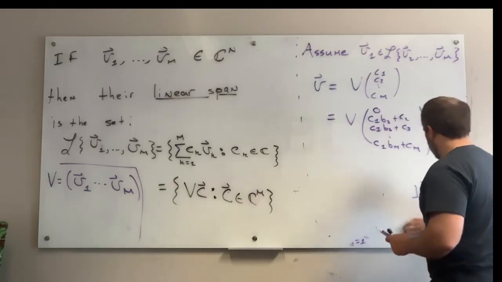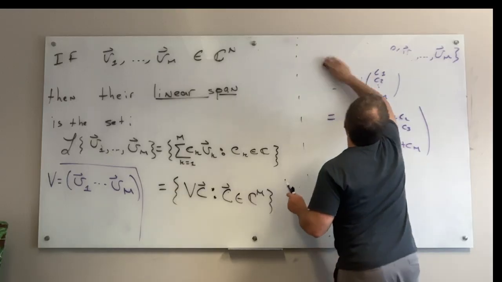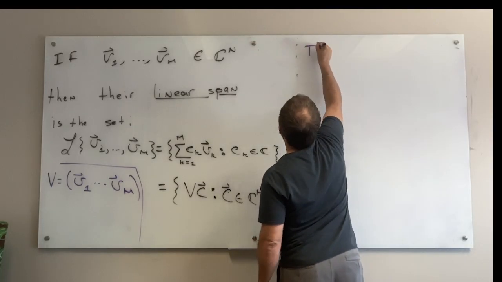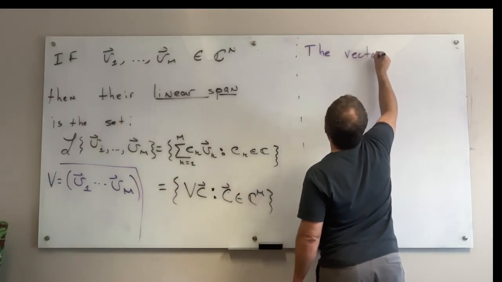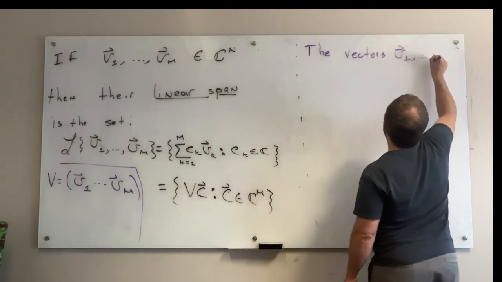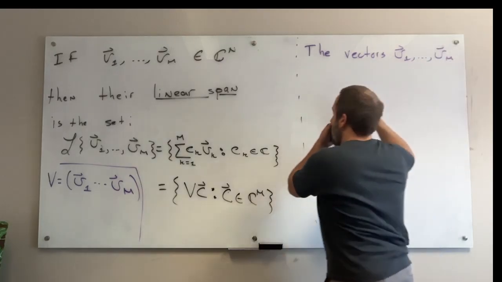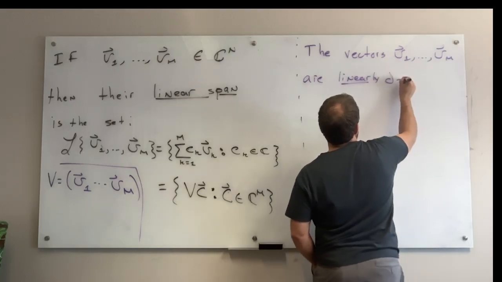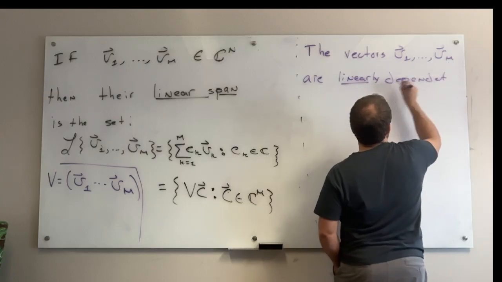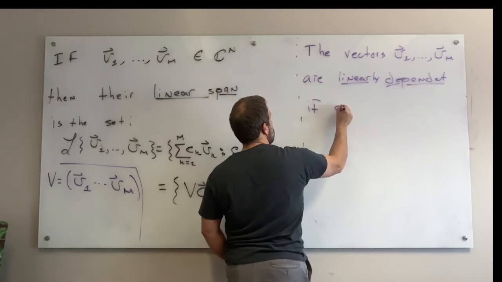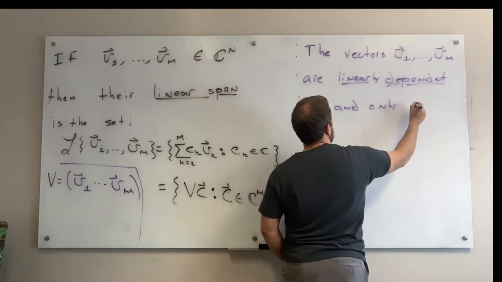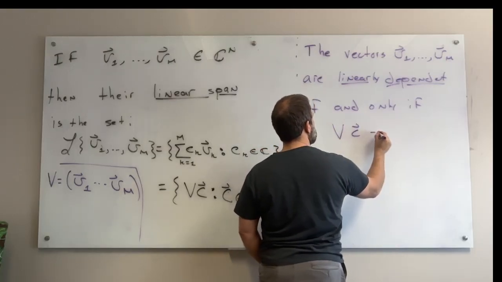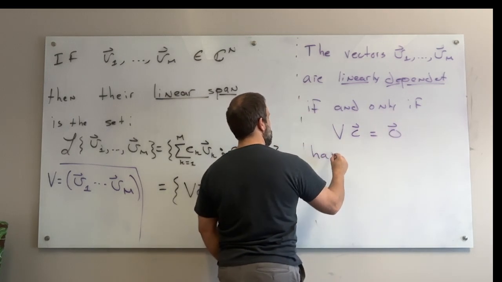So this is an alternative way. So the vectors v1 through vm are linearly dependent if and only if the matrix V times c equals 0 has more than one solution.